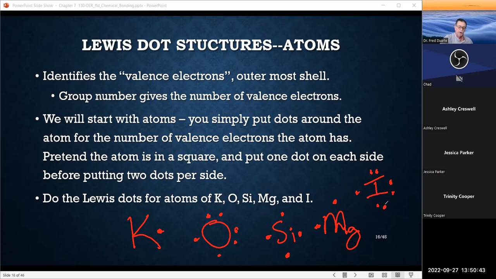And here's the interesting part. Potassium and sodium. Sodium is in group 1, right? Just like potassium. Guess what? Its Lewis dot structure is that. Carbon's in group 4. Its Lewis dot structure for the atom is just like silicon. Remember, everybody in the same group shares the same number of valence electrons, denoted by the group number that they're in, which are denoted by the Roman numeral.